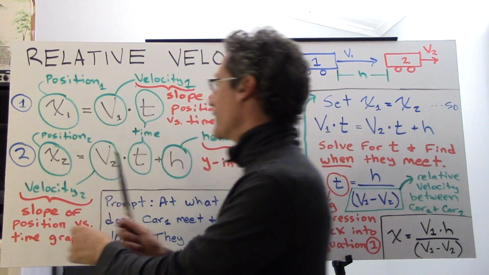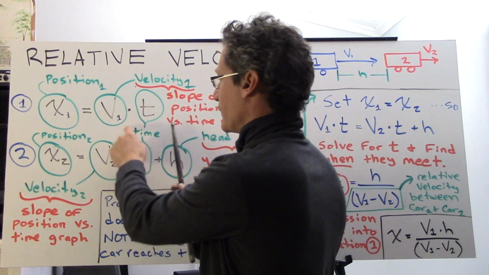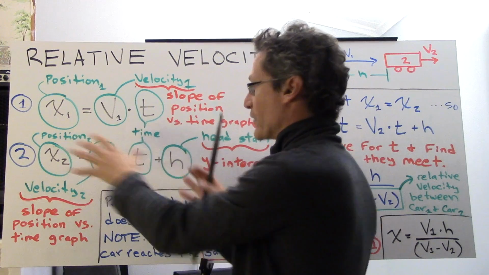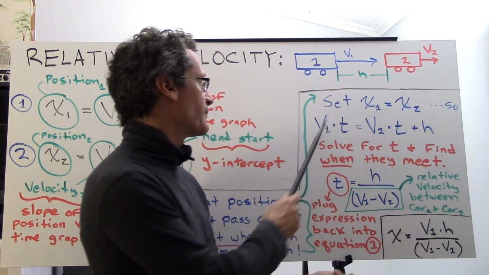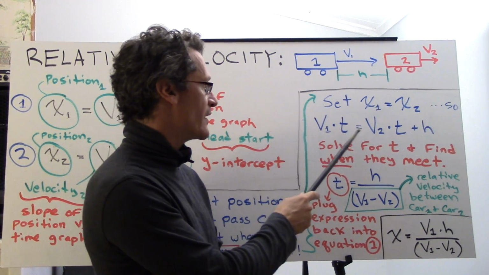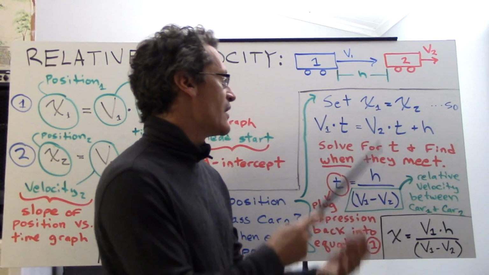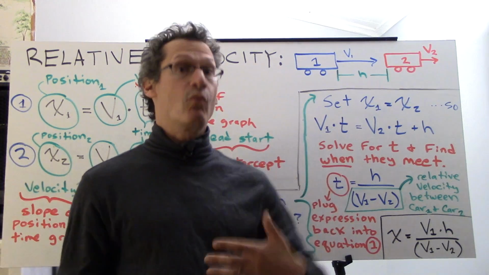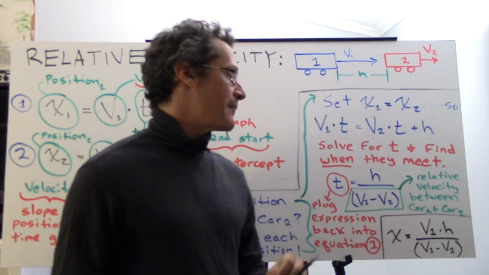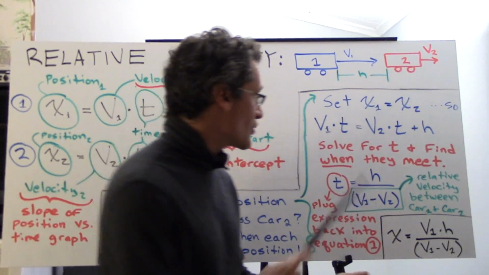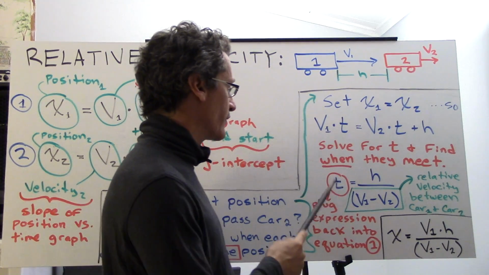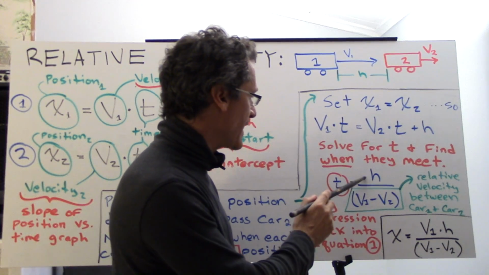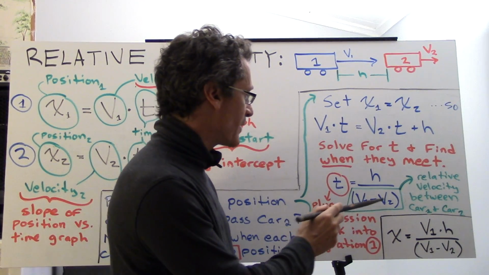And so when I do that, I've got x1 equals v1 times t, x2 equals v2 times t plus h. These two expressions equal each other, so that's what I've done over here. v1 times t equals v2 times t plus h. So we solve for t and find when they meet. So we actually get the when part first. That's the time, and then we can find where. So we do some algebra and we solve for t. We use the rules of algebra. And t equals h divided by (v1 minus v2).